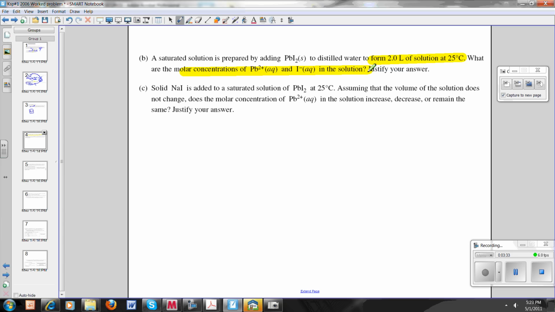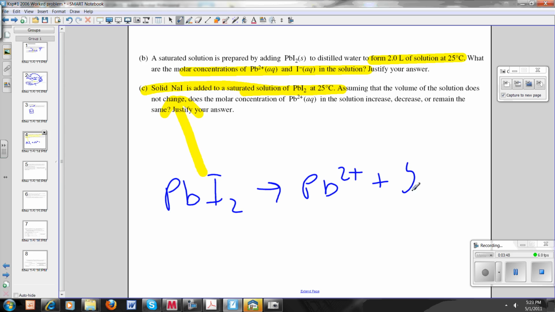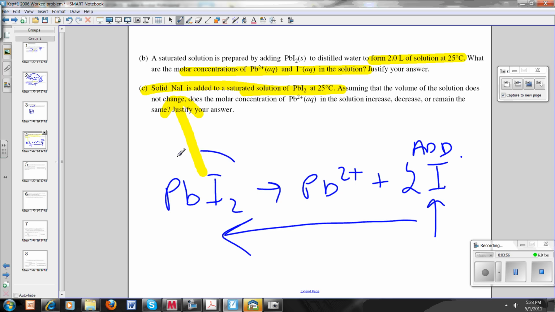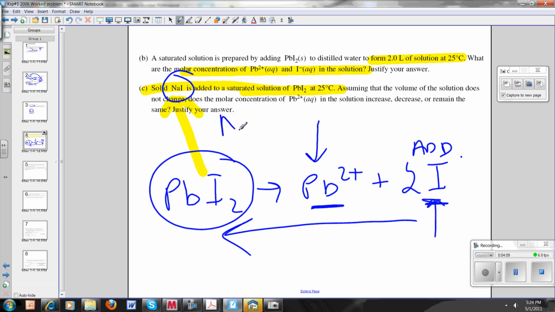The next thing they ask you is, well, what happens if I add I minus? Because really, NaI has a common ion. That's how you have to approach it. So if you look at it like this, PbI2 goes to Pb2 plus and 2I minus. If I'm adding I minus, remember, according to Le Chatelier, adding shifts away. If I shift this direction, the concentration of this is going to go down. So it's an application of Le Chatelier's principle, stating that if you add something, a common ion, look on the right-hand side of the equation. That's where the Na comes in, because NaI breaks into Na plus and I minus. It's a Le Chatelier's problem.